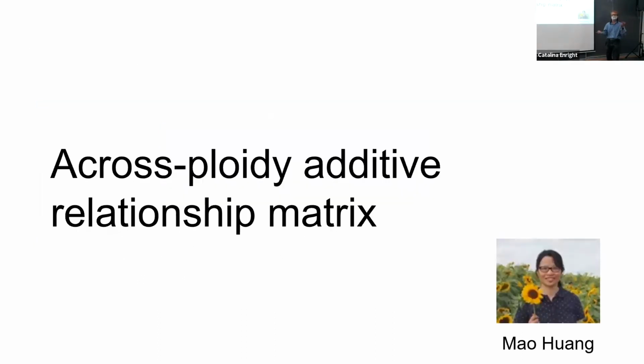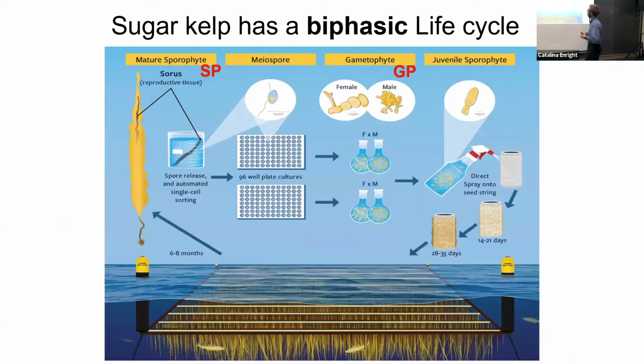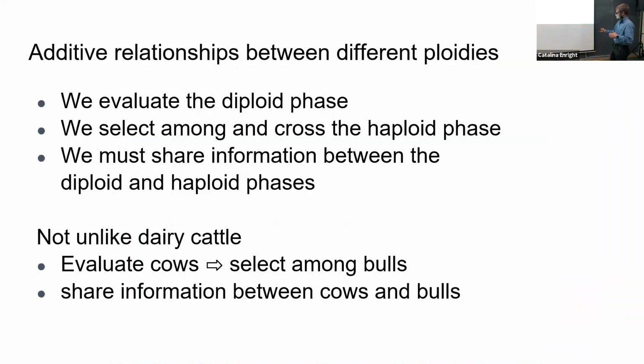Questions? All right. So the next vignette is work that Mao Huang is doing. It's on sugar kelp. Sugar kelp has a biphasic life cycle with both diploids and haploids. I'll just run through that.